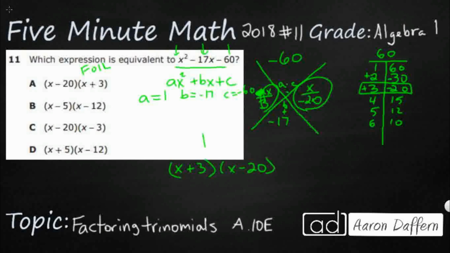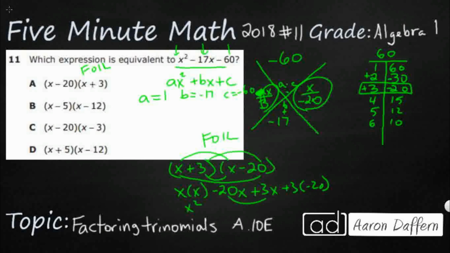How do we know for sure? Let's FOIL this out just to double check. The first terms are x times x. The outer terms are x times negative 20. The inner terms are positive 3x. So that's going to end up being x squared, and we need to simplify minus 20x plus 3x. It's also the same as thinking 3x minus 20x. Either way, it's going to get you a minus 17x.